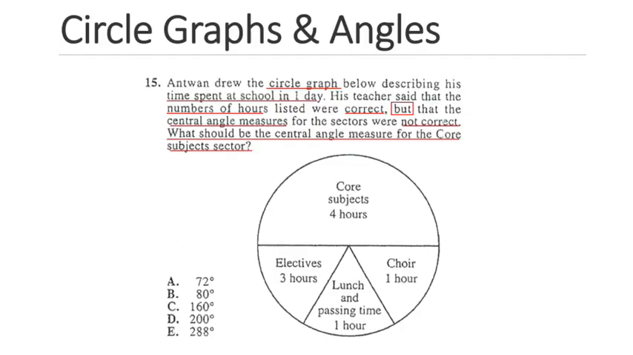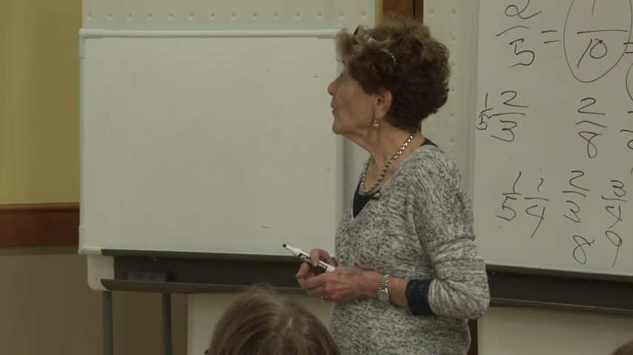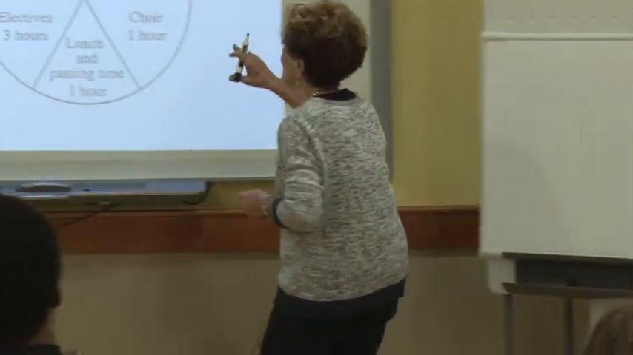The circle graph below describes his time spent at school on day one. The teacher said that the number of hours listed was correct, but that the central angle measures for the sectors were not correct. What should be the central angle measure for the core subject sector? Notice I underline core subject, which is this part.